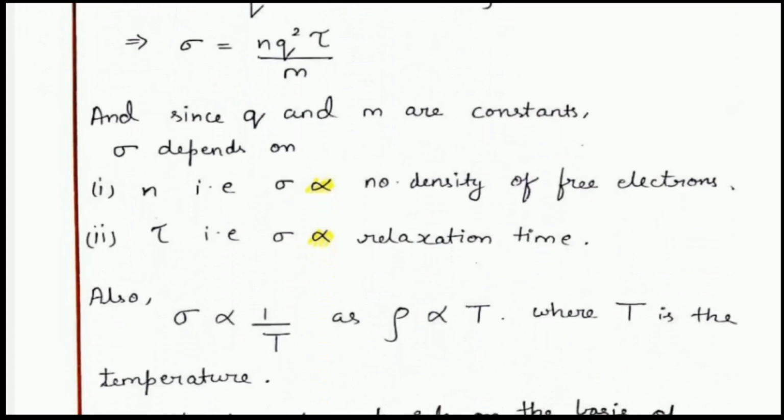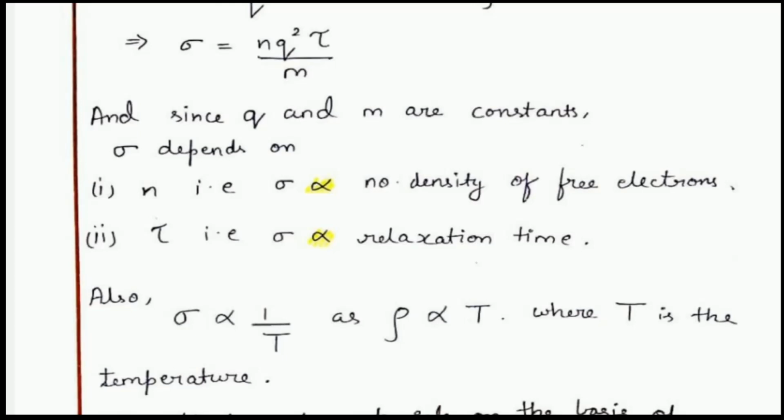So if you increase the number density of free electrons, then the conductivity is going to increase, and if you increase the relaxation time, then the conductivity is going to increase. How can you increase the relaxation time? You can increase relaxation time if free electrons will move slowly. And when will free electrons move slowly? Free electrons will move slowly if the temperature is less. So if you decrease temperature, you are going to increase relaxation time, and as a result, the conductivity will increase.